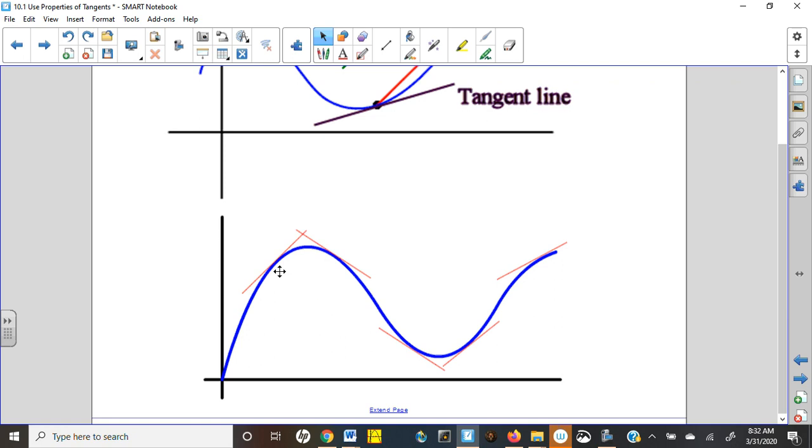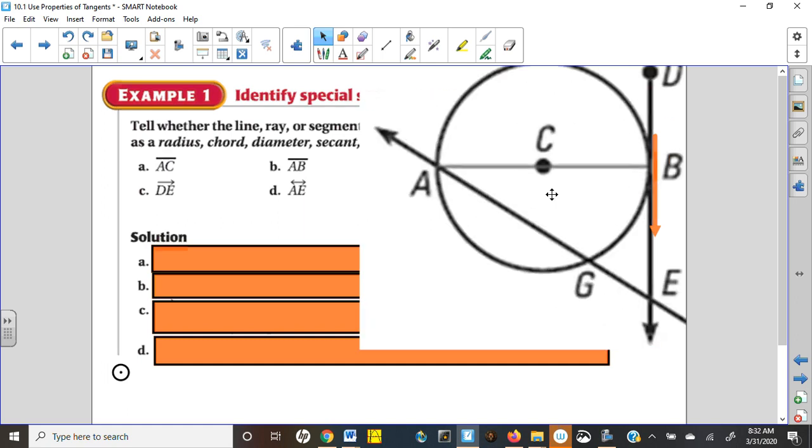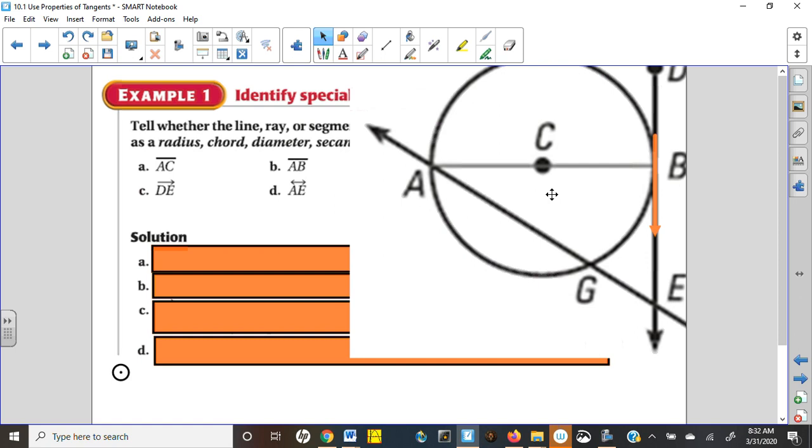As you can see in this second image, along the same curve, you see many different tangent lines, different tangent slopes along the way, but we're not worried about tangents on a curve. We're only worried about tangents on a circle. And here you see a circle that has a whole bunch of things going on. Let's see if our terminology is looking good, okay?